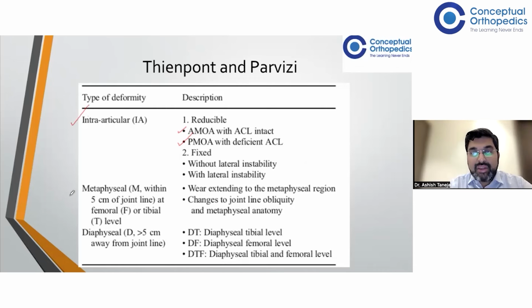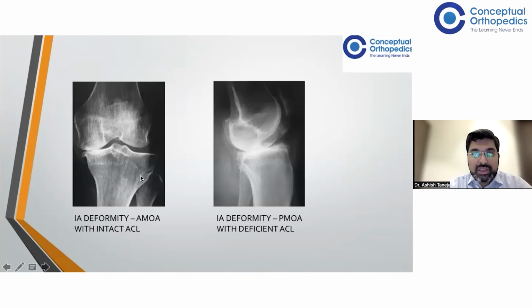Then we have the metaphyseal deformity. Metaphyseal deformity is within 5 centimeter of joint line, both on femur and tibial side. So you will see that the wear is extending to the metaphyseal region. There is tibia or femur varus that is happening. That is the metaphyseal deformity. And diaphyseal deformity will be beyond 5 centimeter away from joint line. It can be tibial, femoral, or both. This is how it is.